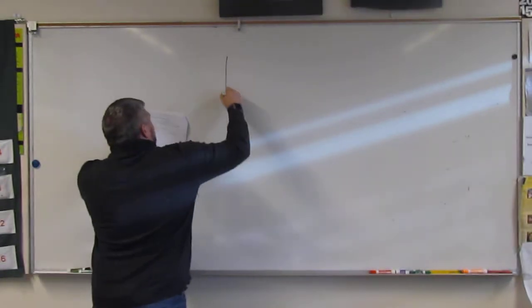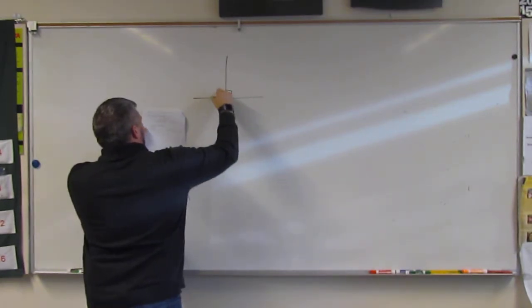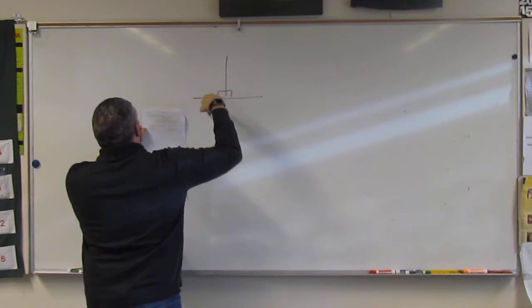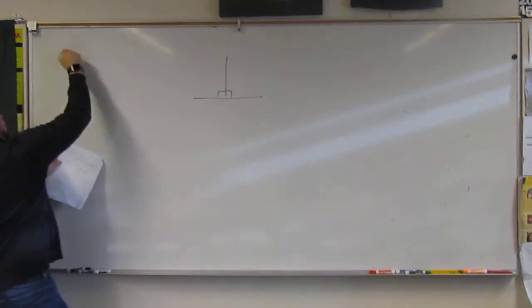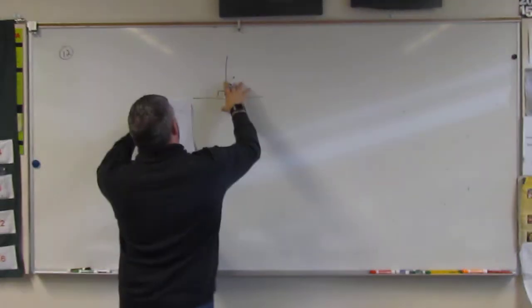So number 13's tough. You've got this right angle. Okay? What? Number 12. My bad. Wait. Number 12, not 13. Number 12 is tough. You got this right angle.